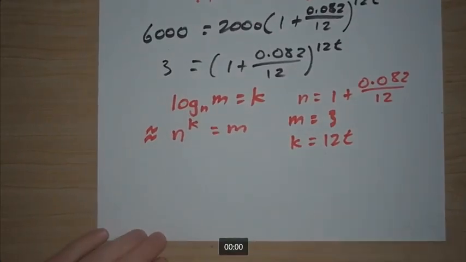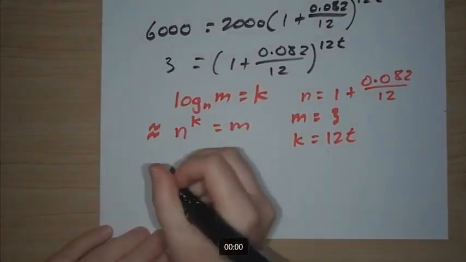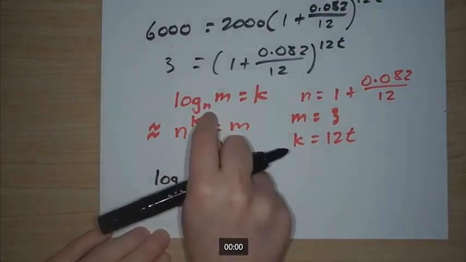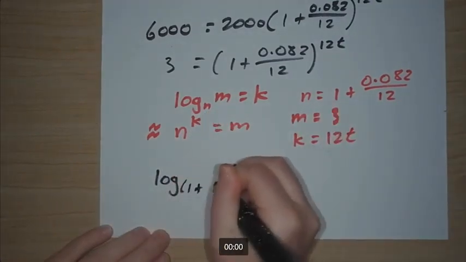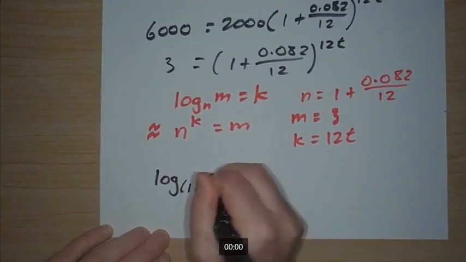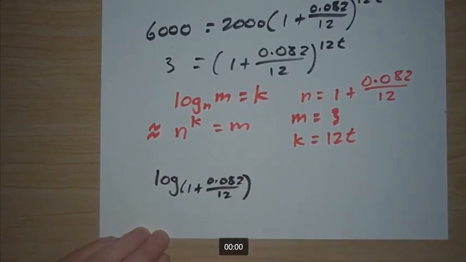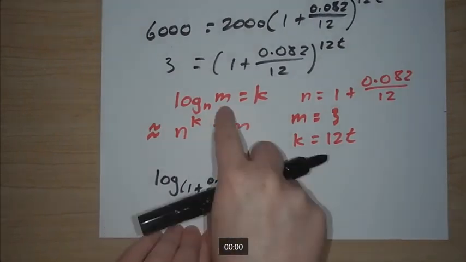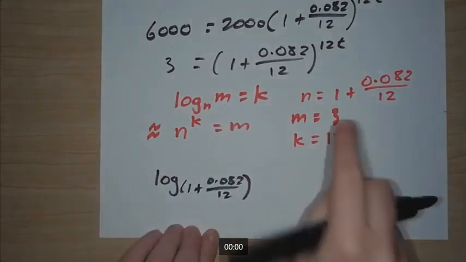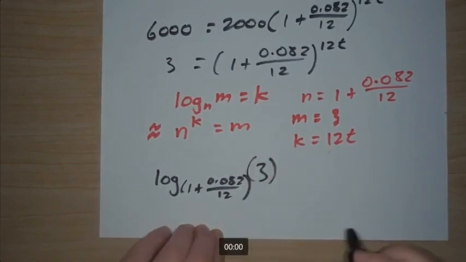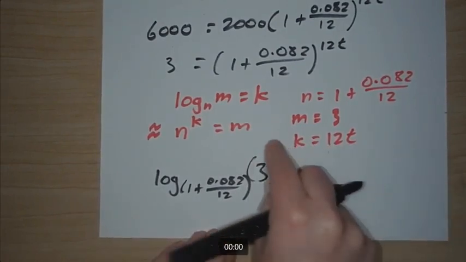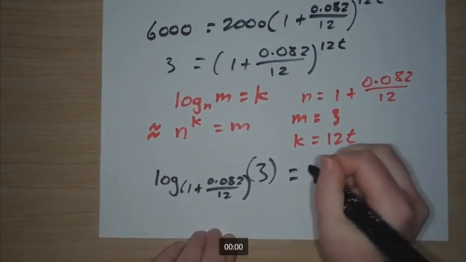So we have log with base n. So this is base n of 1 plus 0.082 over 12. This is the base, of value m, which is 3. A lot of parentheses. Is equal to our k, which is 12t.